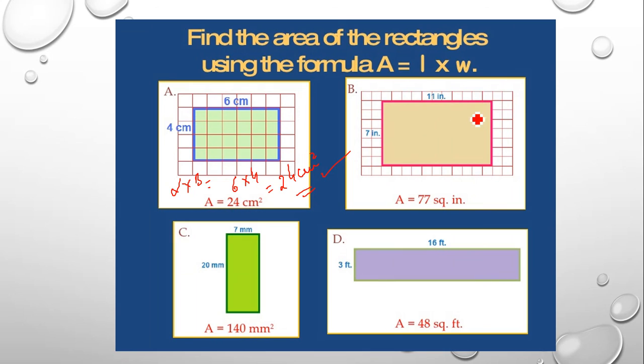Here 11 into 7. So 11 into 7, 77 square inches. Here length into breadth, 16 into 3, 16 3s are 48 square feet. Here length into breadth, so 20 into 7, 140 square millimeter.